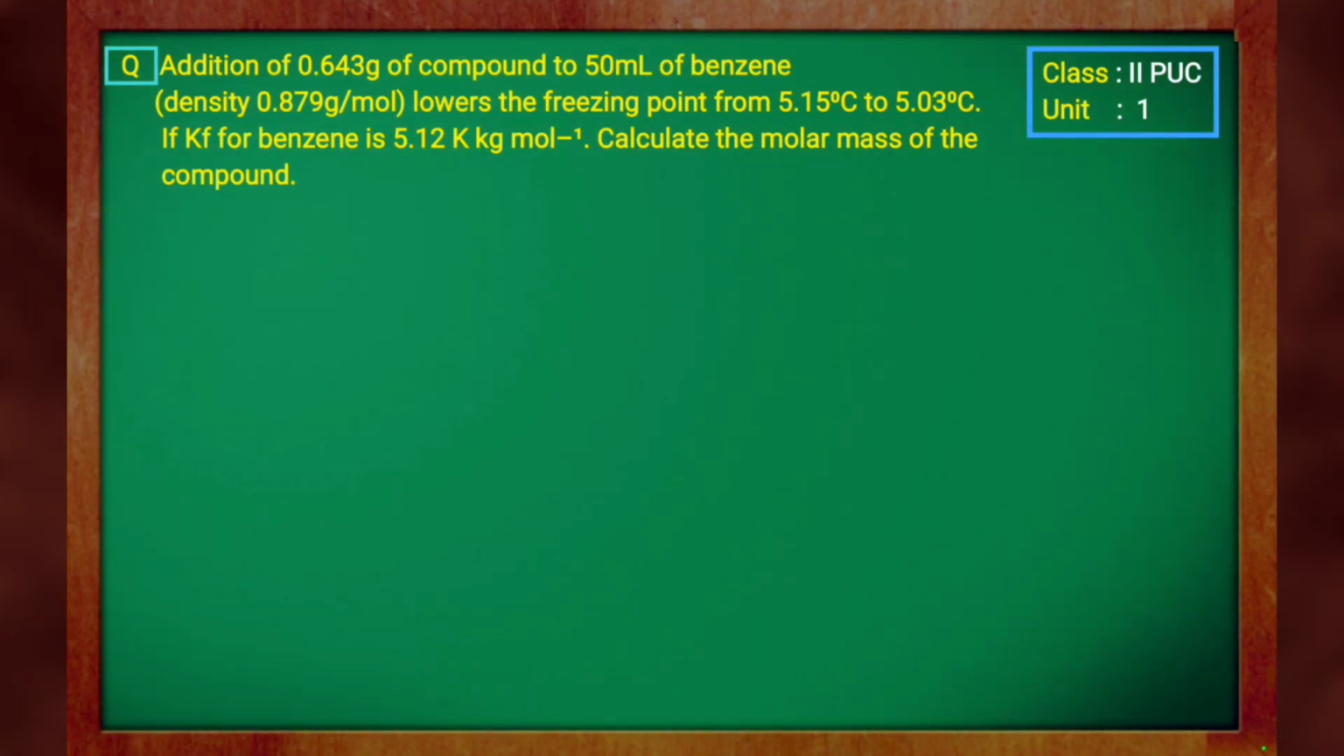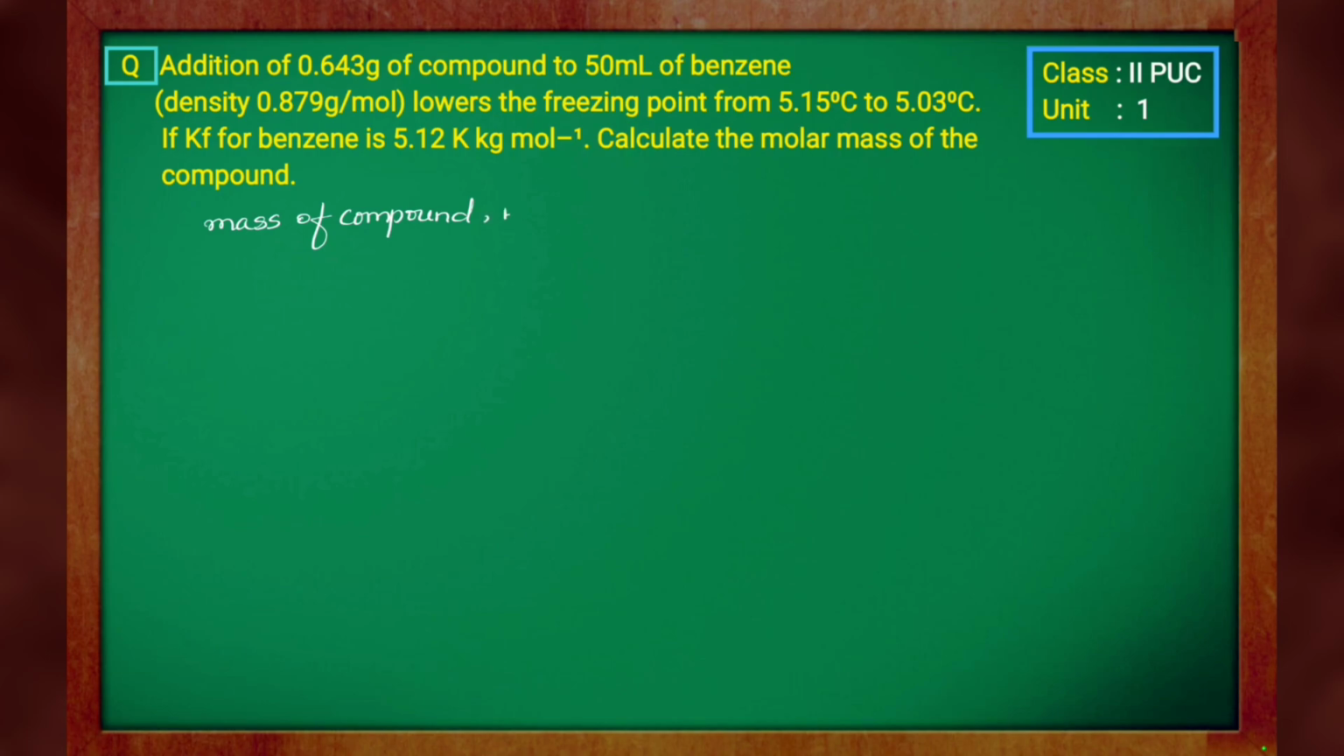Addition of 0.643 gram of a compound to 50 ml of benzene with the density 0.879 gram per ml lowers the freezing point from 5.15 degrees centigrade to 5.03 degrees centigrade. If Kf for benzene is 5.12 Kelvin kg per mole, calculate the molar mass of the compound. They have given us the mass of the compound which we add to benzene. So this compound is the solute.